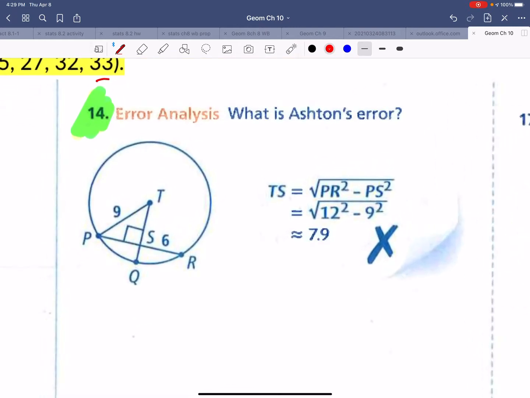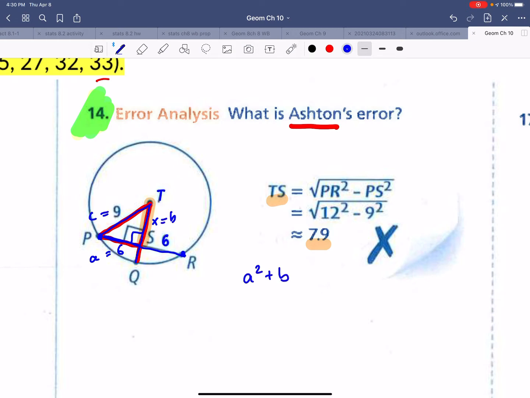So question 14 states, what is Ashton's error? We're solving for TS, this length, and they end up getting the answer 8. Well, we see there's a right triangle here, and we learned today that this is the perpendicular bisector, right? So this chord PR got cut in half. So if that's 6, then this distance is 6. And TS is what we're solving for. So if I call that X, I can solve for X by using the Pythagorean theorem.